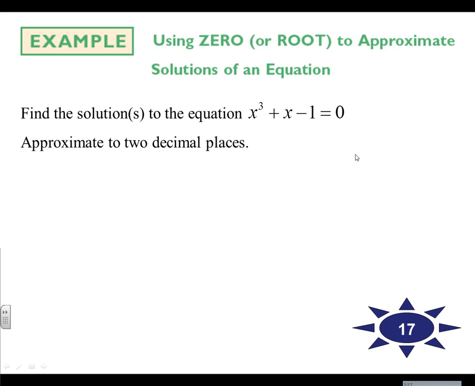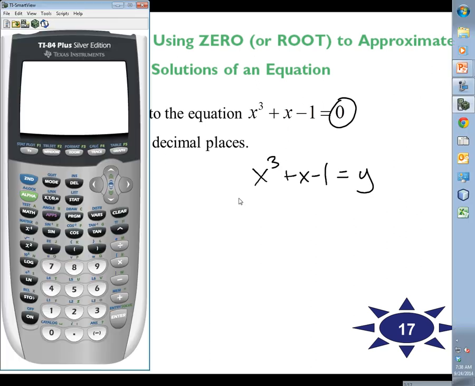So we're going to be given an equation like this. X cubed plus x minus 1 equals 0. All right, so an equation like this, we can assume that if it equals 0, we can say it equals y, because that's going to be finding the places where this crosses the x-axis.